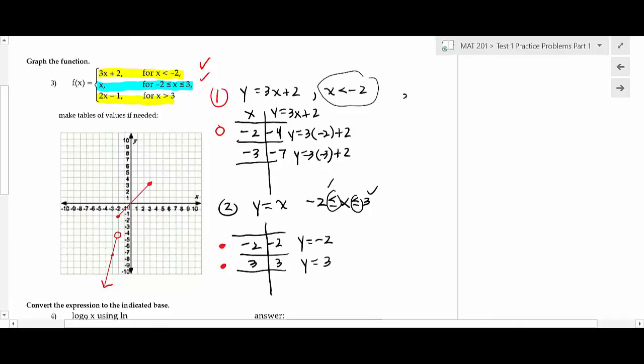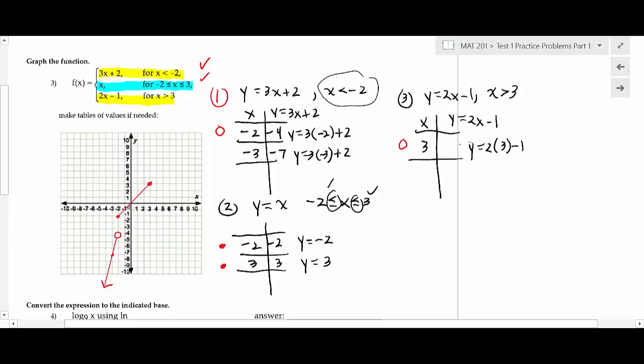So the third piece is going to be y equals 2x minus 1, defined on the interval x greater than 3. Again, let's make a table of values. Is the safest way to do this. Start with 3. However, you're not including 3, so you want to make a little indicator that that's an open bubble. Now, it may connect with that. We're going to find out. So what we're going to do is y equals 2 times 3 minus 1. That's 6 minus 1.